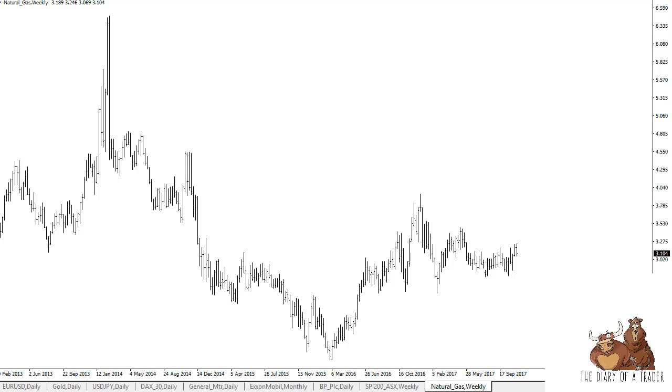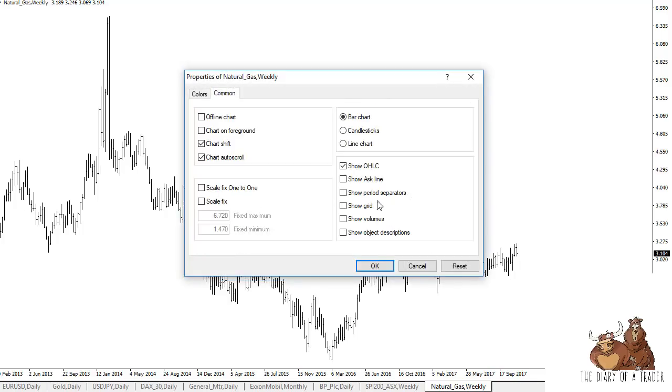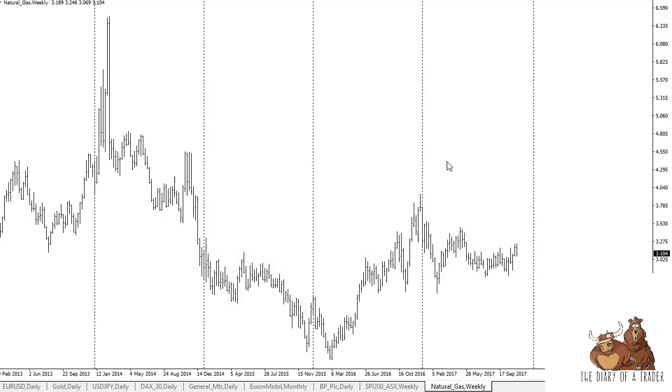Now, fundamentals can take shape in a lot of different ways, and you can be a solely technical trader, but you still need to understand some fundamentals. An example might be the natural gas markets. I'm going to go ahead and put the period separators here. This is the weekly chart, so each one of these is a year. And you'll notice something. For the most part, towards the end of the year, early year, we see rallies.